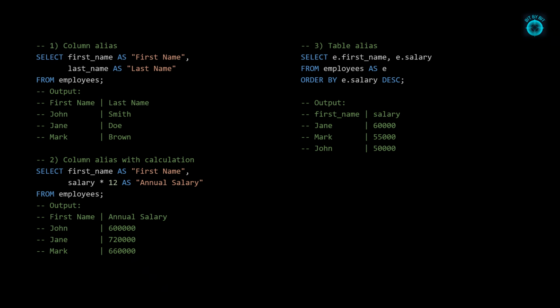In the fifth example, select E.first_name, E.salary uses the alias E for the employees table to qualify the column names. While it's unnecessary in this simple query, it's considered a best practice. Explicitly naming the table or its alias makes the code clearer and prevents ambiguity, especially when a query involves multiple tables that might share column names.